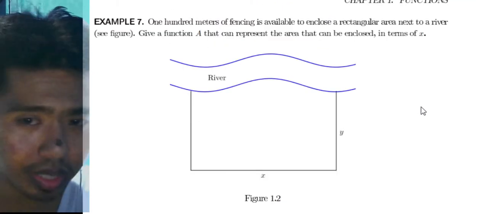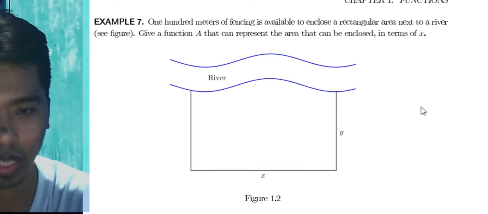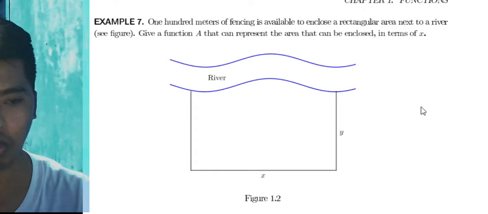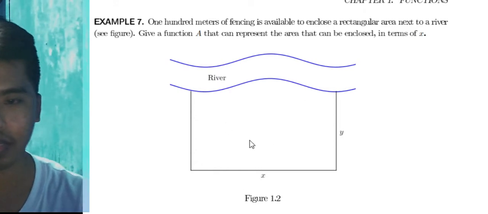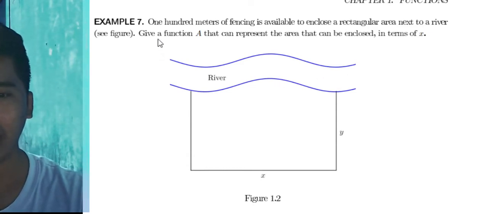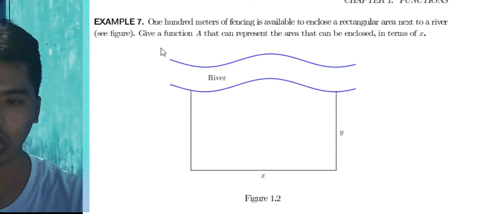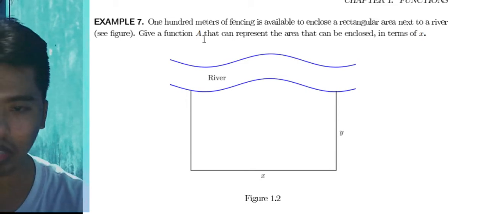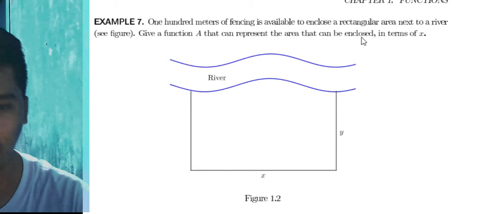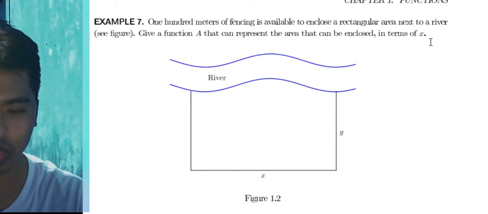100 meters of fencing is available to enclose a rectangular area next to a river. If you can see this figure, it would be like this. The river would be on the top. Now give a function A. This would be the question: give a function A that can represent the area that can be enclosed in terms of x.